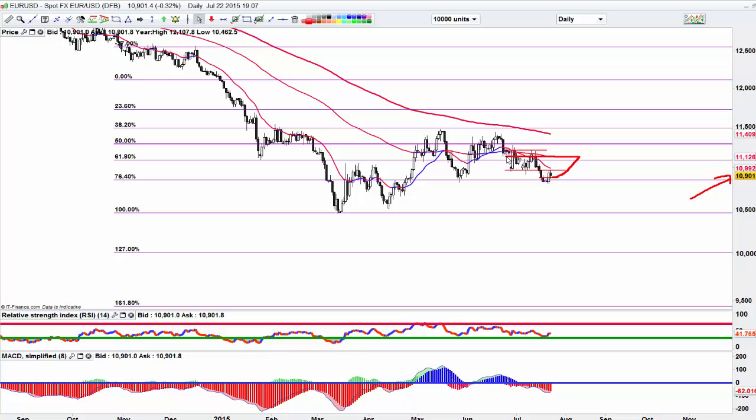I would just be very wary of moves into these areas I've got marked here. But close above that, and that is a potential wedge breakout. So we are very much in an apex, but not confirmed reversal yet.